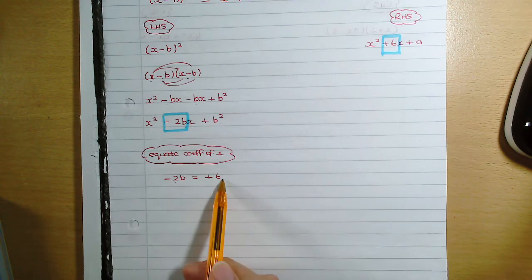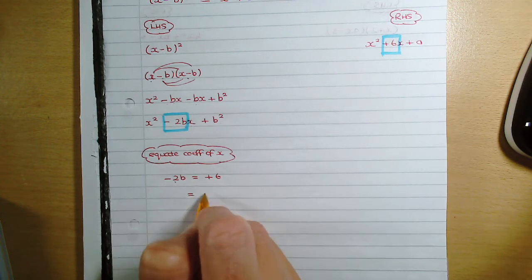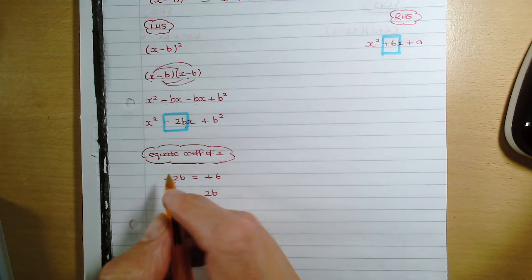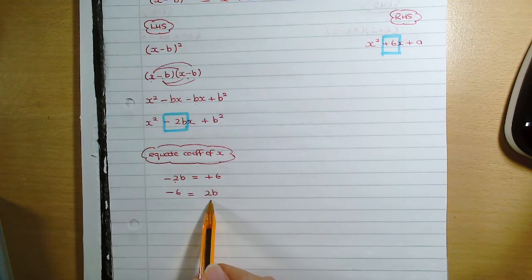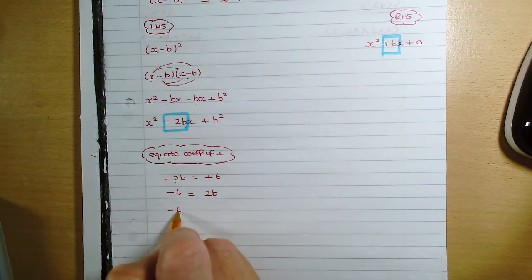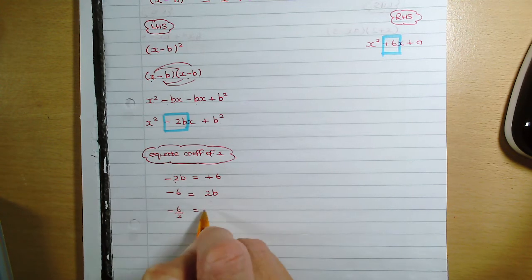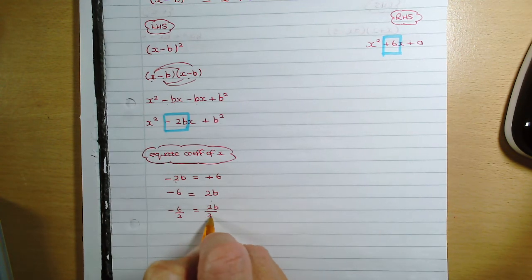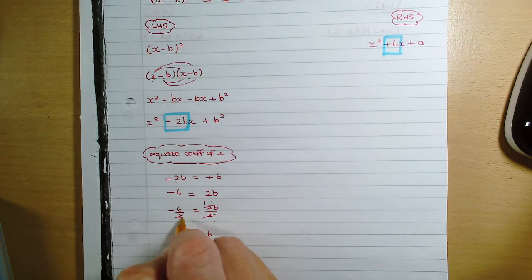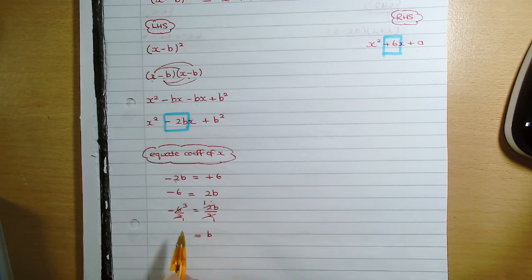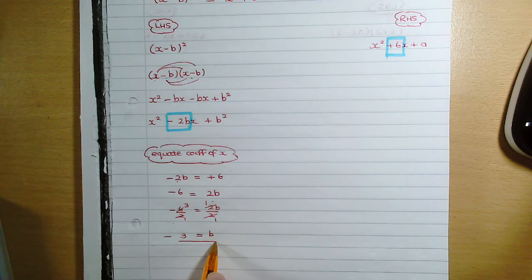I would move minus 2b over to the other side to make it positive, and move positive 6 over to make it negative, and then divide both sides by the coefficient of b. So minus 6 over 2, that's equal to 2b over 2. 2's cancel on the right, you're left with b. 2 cancels with 6 on the left, 2 goes into itself once, goes into 6 3 times. Negative divided by positive is negative, 3 over 1 is 3. So you've worked out what b is.